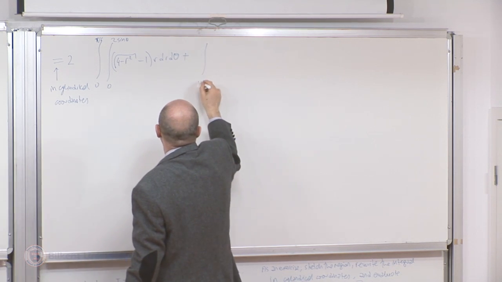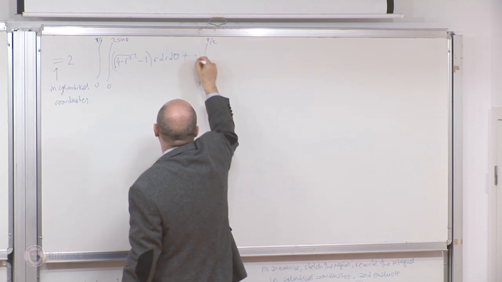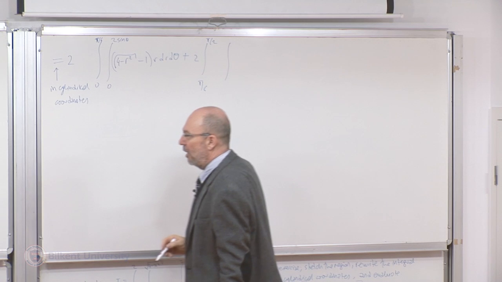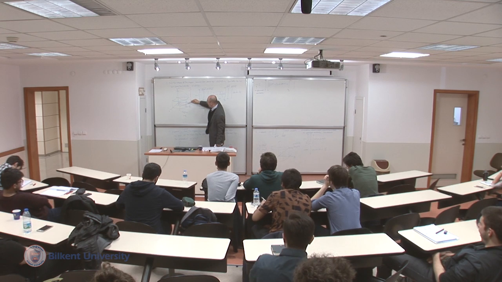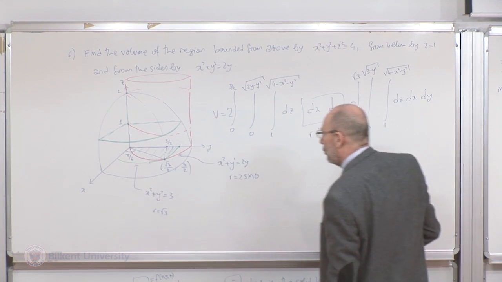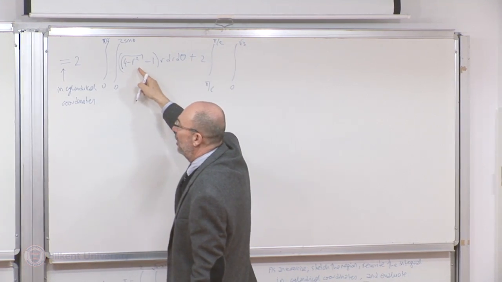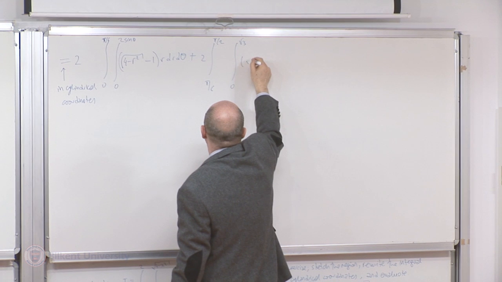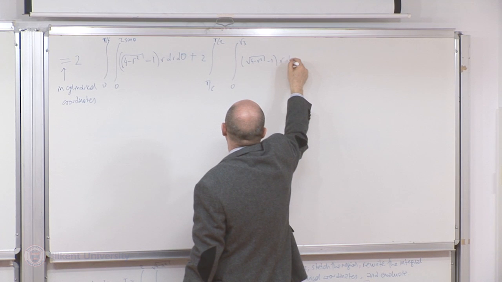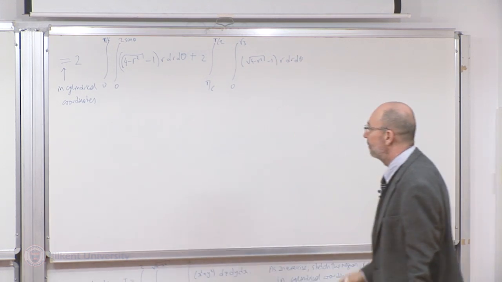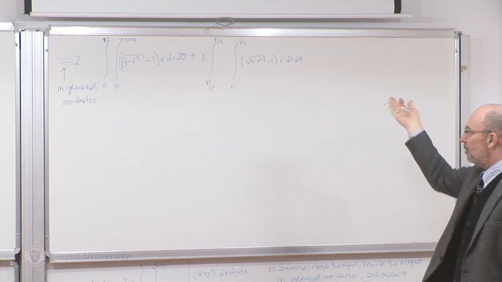Plus, now from pi over 6 to pi over 2, I'm again multiplying this by 2. This time, a ray leaves the region along this green circle. The green circle is r equals square root 3, so r goes from 0 to square root 3. And I have exactly the same integrand again: square root of 4 minus r squared, minus 1, r dr d theta. If you are going to do this by hand, this one looks better.